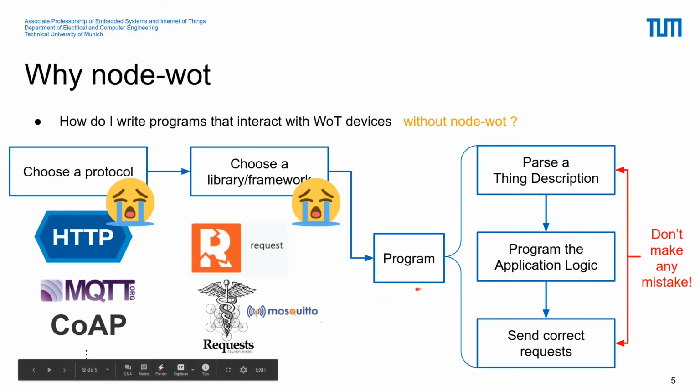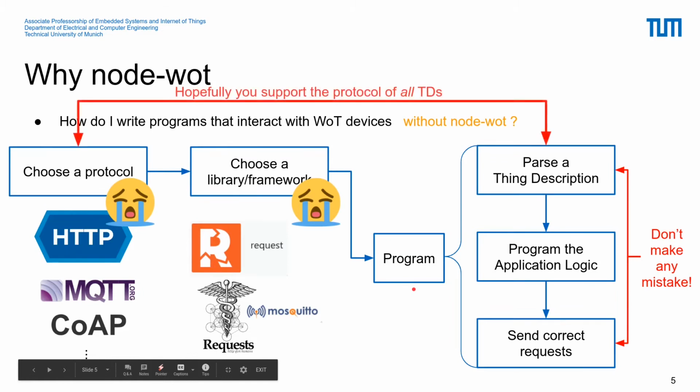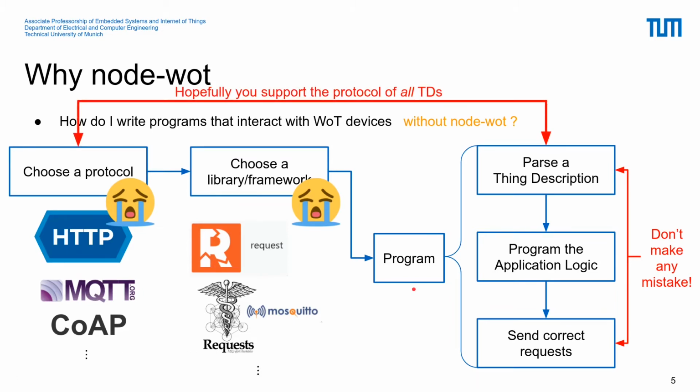And actually, to make matters even worse, when you choose a protocol in the beginning, hopefully the things you will interact with later on use the protocol that you've chosen in the beginning. Generally, this is not the case. So you might think of programming something for HTTP based things, but then you will also, of course, see some other protocol based things, and you might need to change quite substantial parts of your implementation.